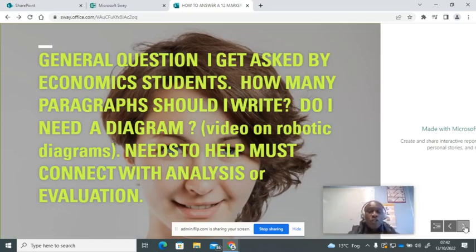Okay, next question. Do you need a diagram? I love diagrams, but your diagram has to be effective. You have to connect your diagram with your analysis or your evaluation. There's no point just drawing diagrams for diagram's sake. Remember, you have to label your diagrams clearly. Make your diagrams relevant. Don't draw your diagrams like that. Make them a fair size and use them. Really use them in your analysis, and then it's going to help you score marks.